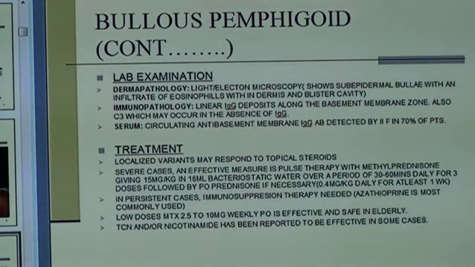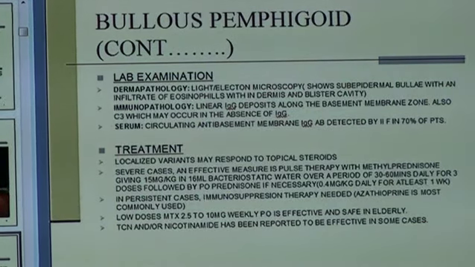under the microscope it shows subepidermal bullae with an infiltrate of eosinophils within the dermis and blister cavity. Immunopathology: linear IgG deposits along the basement membrane zone are seen, and also C3, which may occur in the absence of IgG.